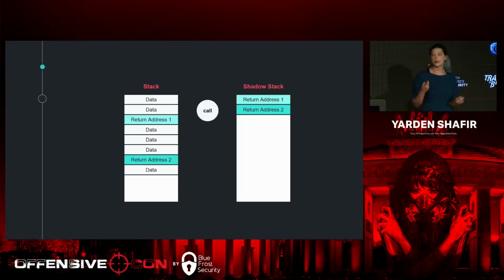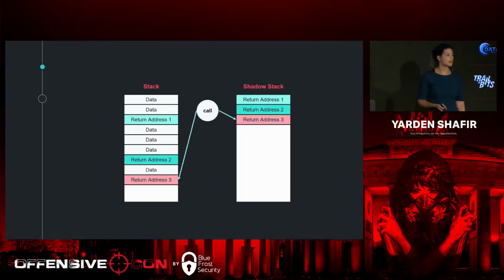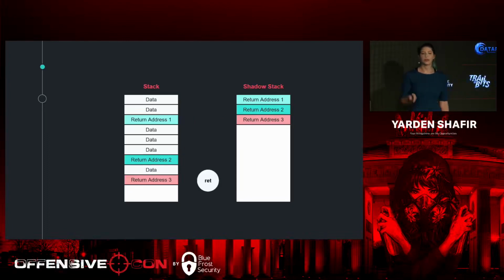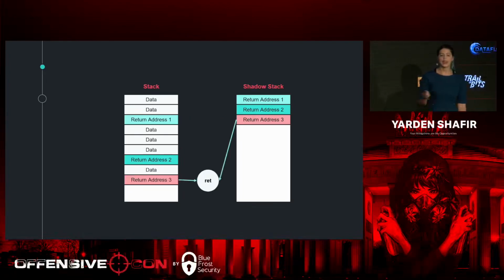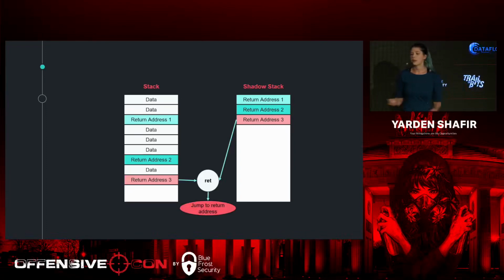So now, when we have a call instruction, the CPU pushes the new return address to two places. First one is the regular stack. Second one is the shadow stack. Then, when we hit the ret instruction, before returning to wherever we're going to return, the CPU will take those two addresses and compare them. If they're the same, all good, we're returning to where we used to be.